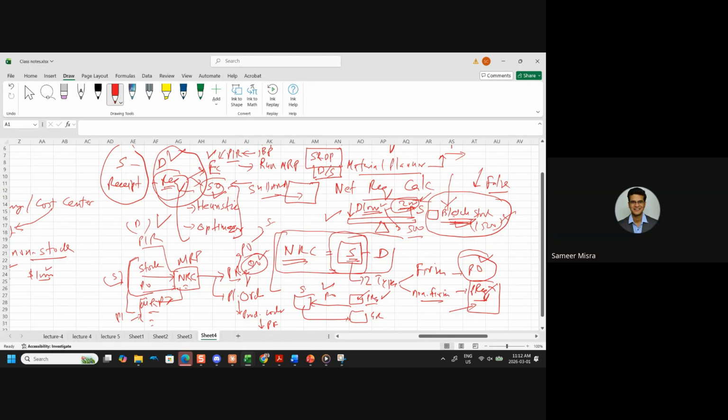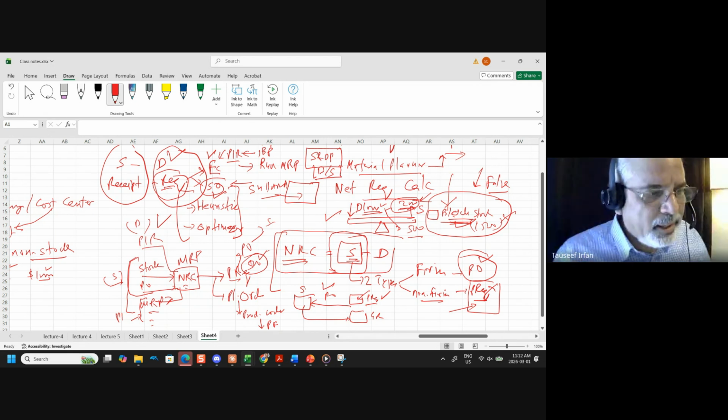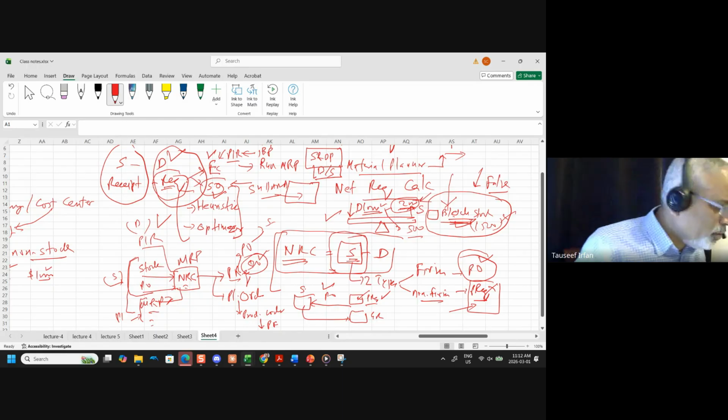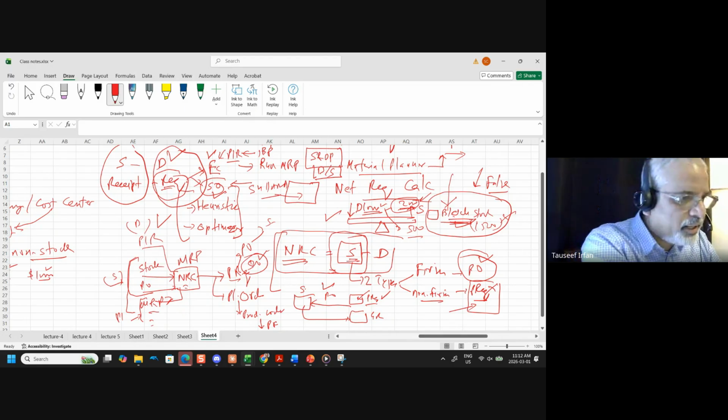So this concept that you're learning here will help, Samir, all the discussion we are doing here at the MRP level. The parameter names will change in IBP, but the overall concept will be exactly the same.